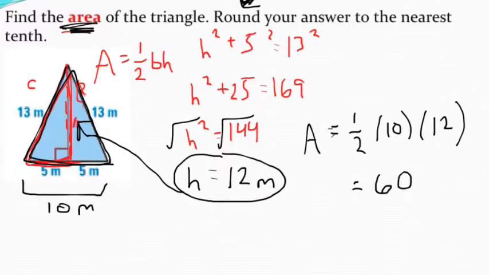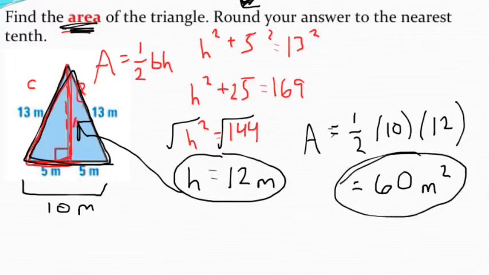Now, again, since it's a story problem, we want to make sure we're labeling our answer. Area is always measured in things like meters squared or centimeters squared or whatever. So in this case, we end up with an area of the overall triangle of 60 meters squared.